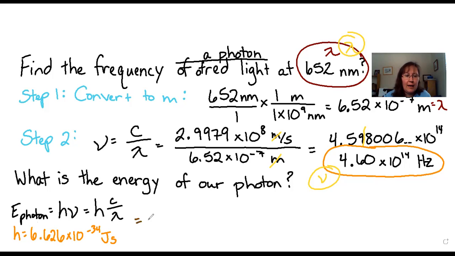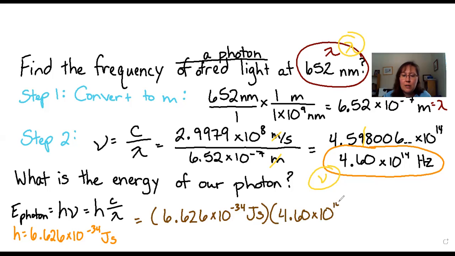Okay, so let's go ahead and find this. So we put in Planck's constant, 6.626 times 10 to the negative 34 joule seconds, okay, times, now we could do c over lambda, or since we've already calculated nu, we'll just go ahead and use that, 4.60 times 10 to the 14th. And I'm going to change this hertz to inverse seconds so that we can see how our units cancel. So seconds and inverse seconds cancel, and we're left with just joules.